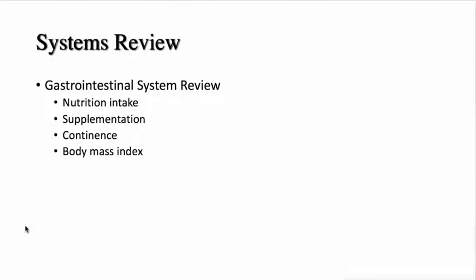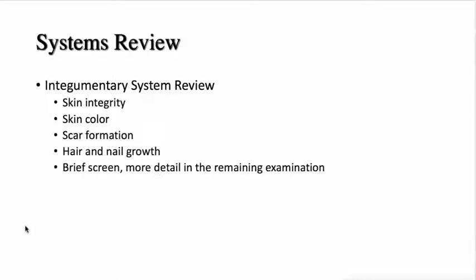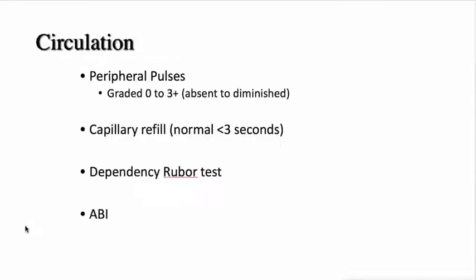We want to look at the GI system. What is the nutritional intake? Is the patient taking any supplements? Are there any continence issues? What's the person's BMI? We want to look at overall at the integumentary system. Besides the wound, we want to look at the rest of the skin. If there are any problems that might give us a clue as to why the wound isn't healing.